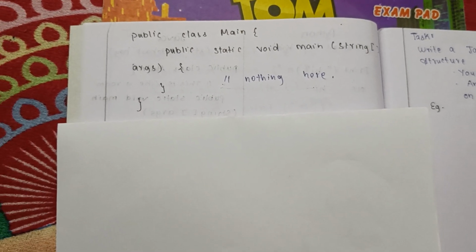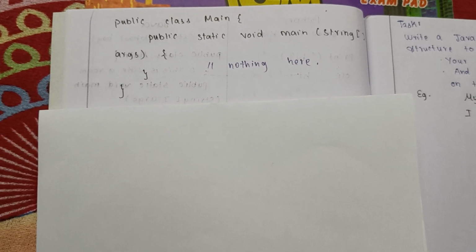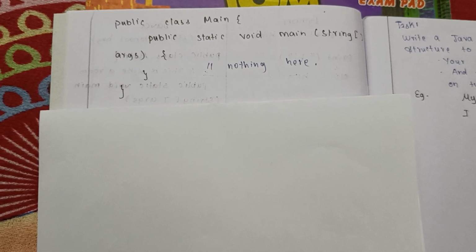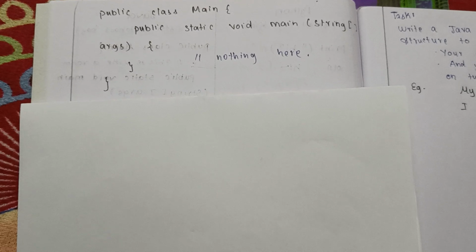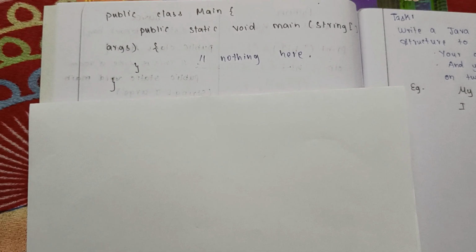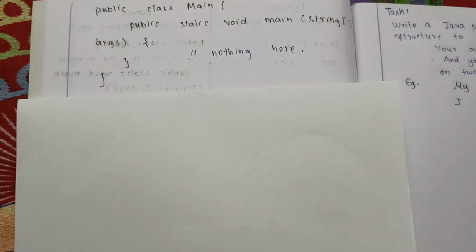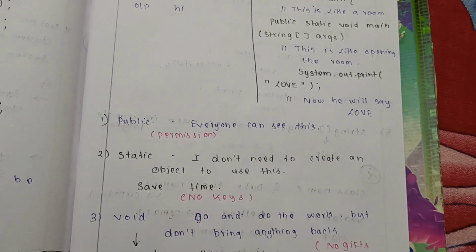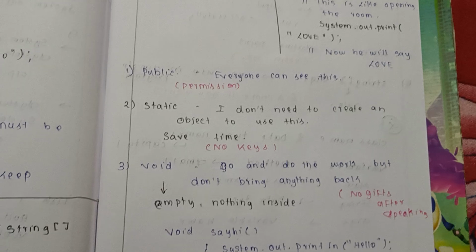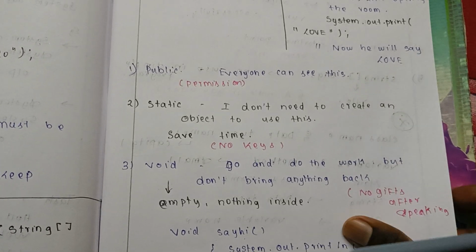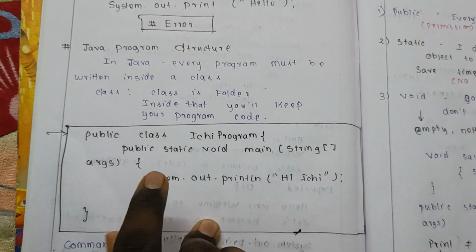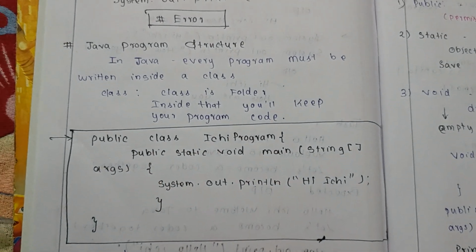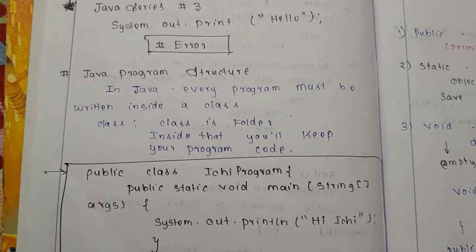In the next video, part 2, I will explain this clearly, and I will explain what main is and the remaining things, and I will give a task. So don't forget to watch my part 2 video. That's it for this video. We have seen what public, static and void are, and learned how to write a Java program structure. In part 2 I will continue.